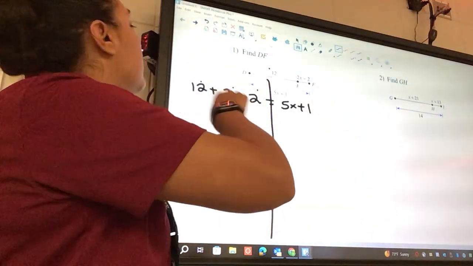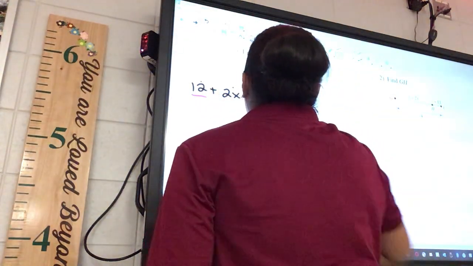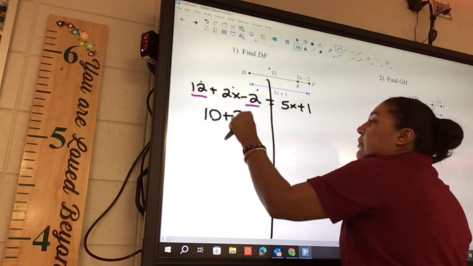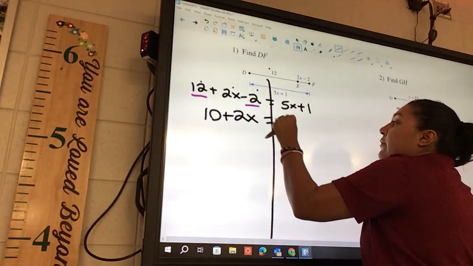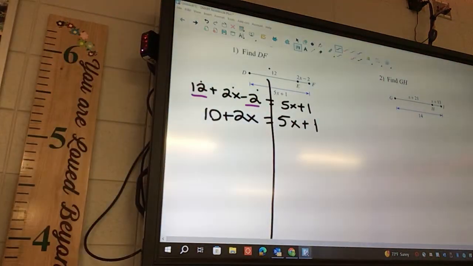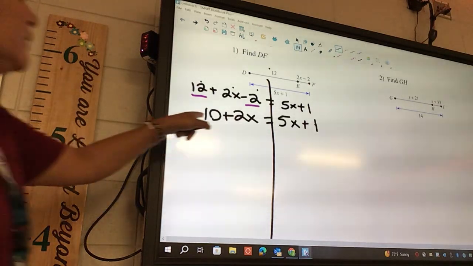The 12 and the 2. Okay, so what is 12 minus 2? 10. So over here we're going to get 10 plus 2x equals 5x plus 1. How many pieces are on the left side now? There's 2. How many are on the right side? There's 2.